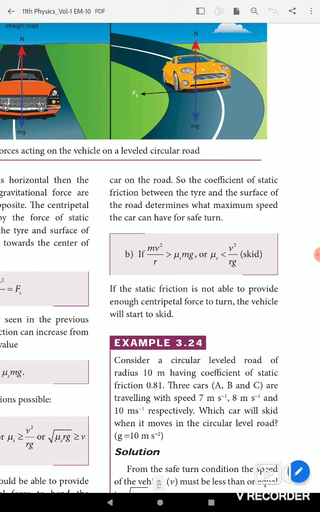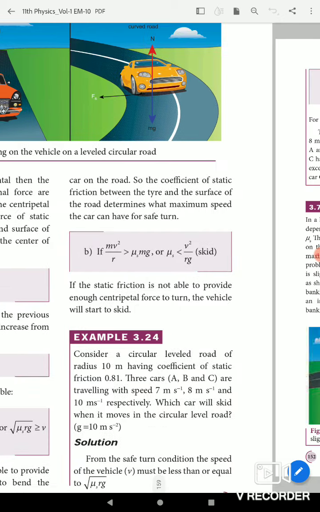So if m v square by r is greater than mu_s m g, under this condition the static friction is not able to provide enough centripetal force to turn, and the vehicle will start to skid.